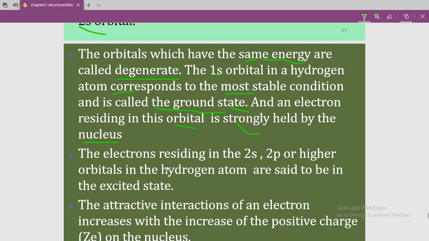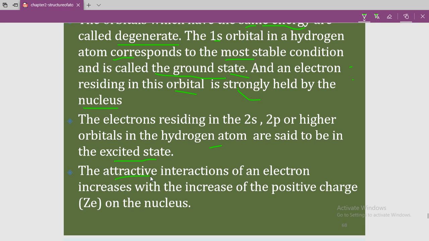But electrons found in 2s, 2p or higher orbitals in hydrogen are said to be excited. If an electron is in 1s and gains energy and jumps to 2s or 2p, then it is in the excited state. It means when an electron leaves the ground state, it comes into the excited state.